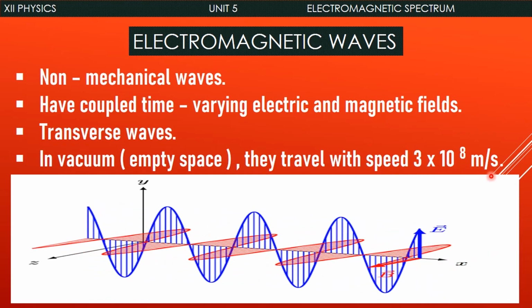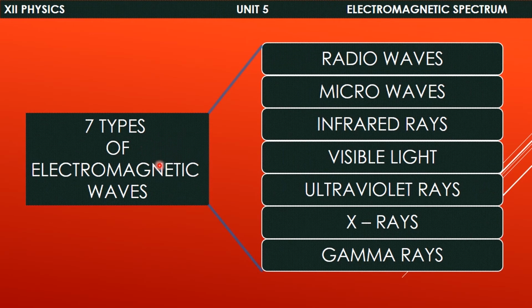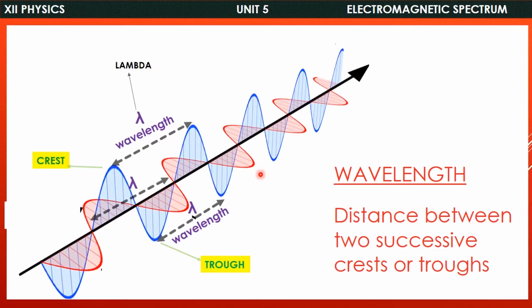There are 7 types of electromagnetic waves: radio waves, microwaves, infrared rays, visible light, ultraviolet rays, X-rays, and gamma rays. Waves are characterized by crests and troughs. Crests are the maximum displacement in the positive direction, and troughs are the maximum displacement in the negative direction.